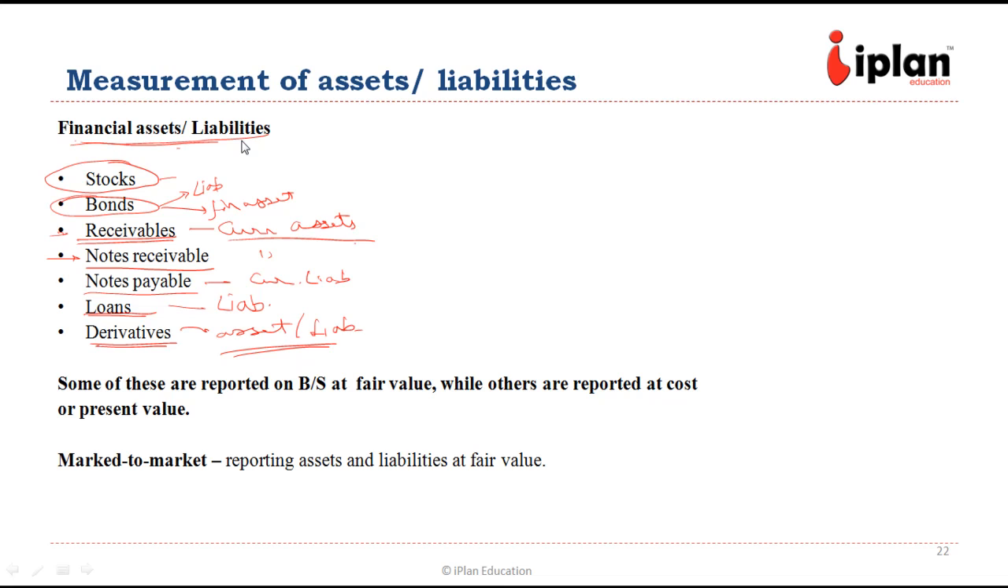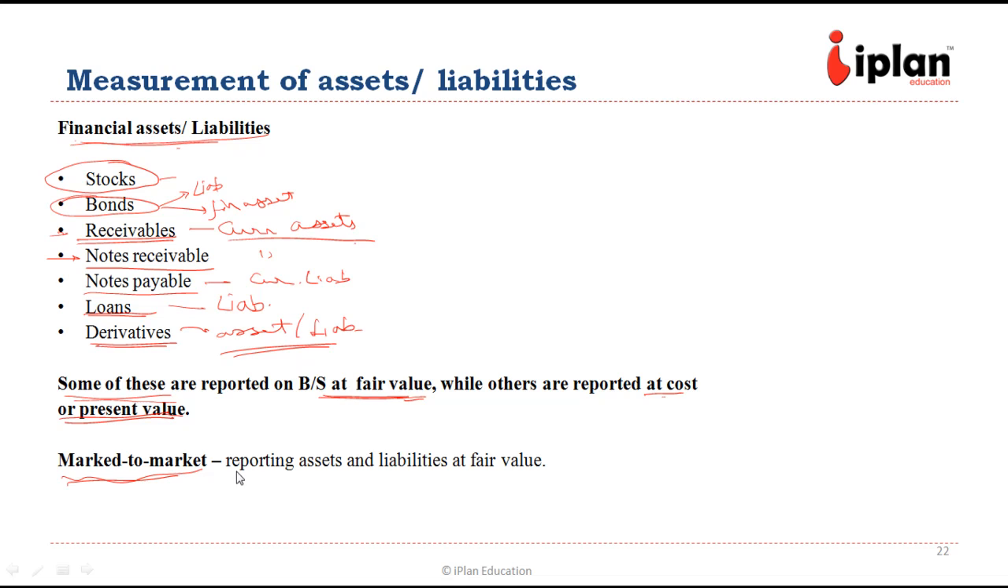Now again, the financial assets or liabilities might have two prices. One is a historical price and the second is the fair value, the current market value. So some of these are reported at their fair value, while others are reported at the cost or present value. So now let us explore in which cases they are to be treated at fair value, and in which cases they have to be put in the balance sheet at the cost or present value.